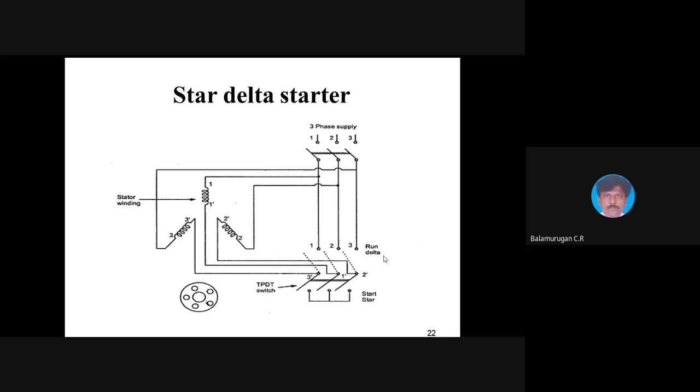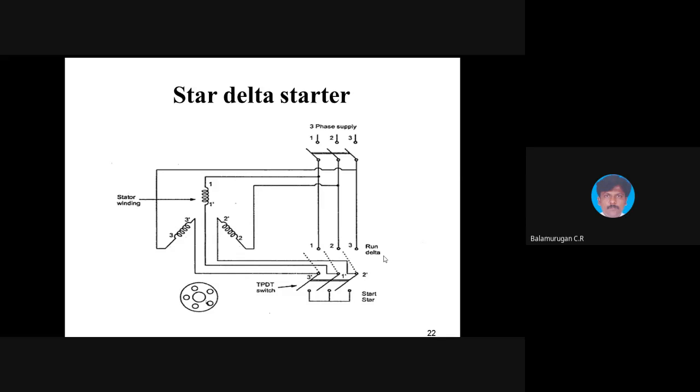And here you see how we are going to start. Again we'll have the TPDT, triple pole double throw switch. During the starting condition, it will start as a star connection. During the running condition, it will be connected as a delta. You see the stator winding. You cannot do anything on the rotor side. Already I told you, in a squirrel cage induction motor, you cannot do anything on the rotor side. Everything you can do only on the stator side.